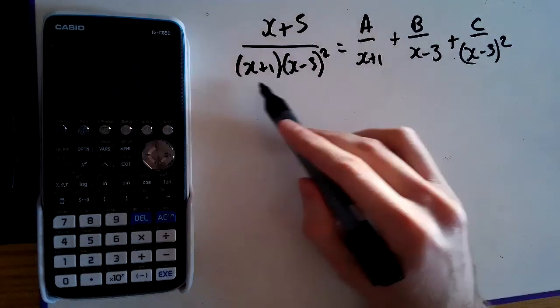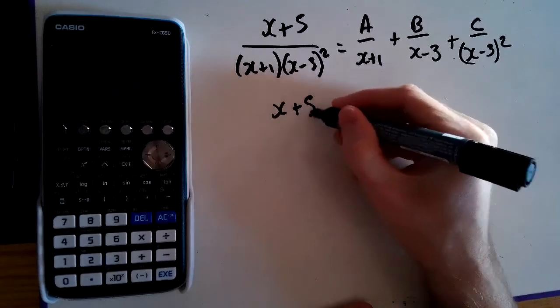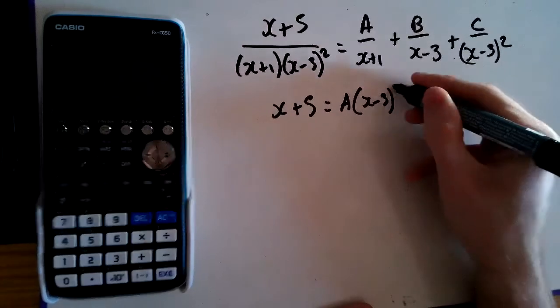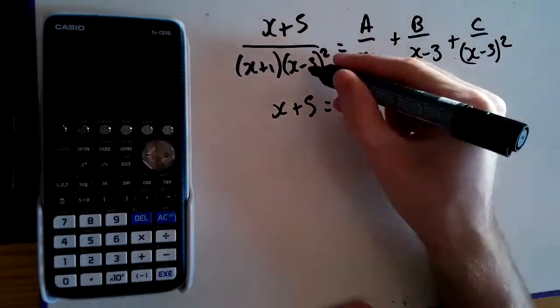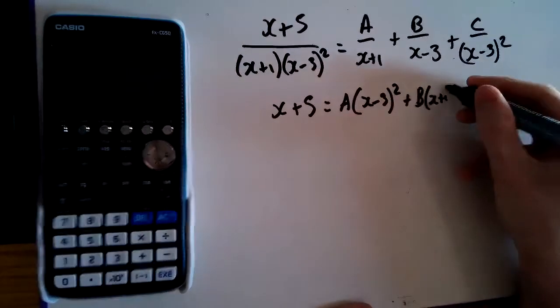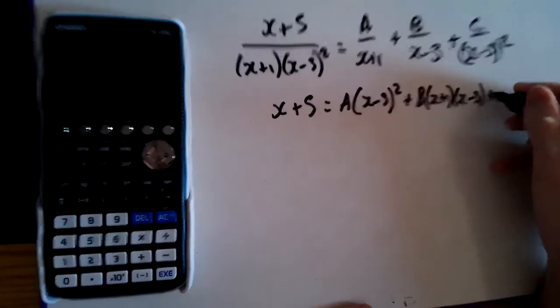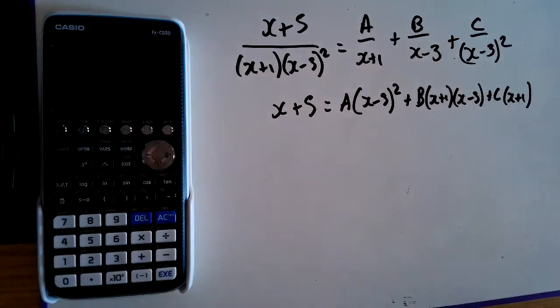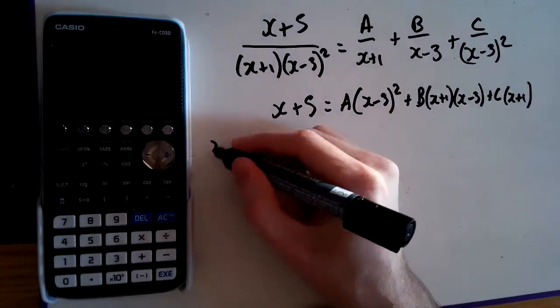So I'm going to times it all by the bottom here. So I get x plus 5 is the x plus 1 cancels out. So I get x minus 3 squared. Here, one of the x minus 3's cancels out. So I get x plus 1, x minus 3. And for this one, the x minus 3 squares cancel out. So I get an x plus 1. So I pick my magic numbers. So I'm going to start with x equals 3.